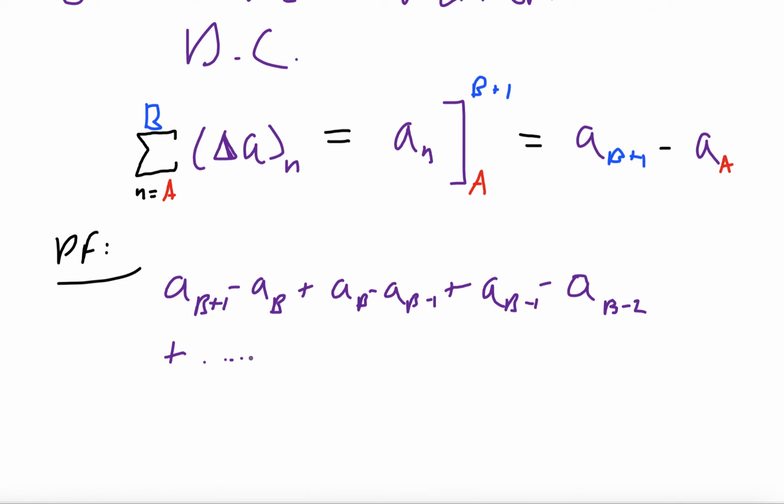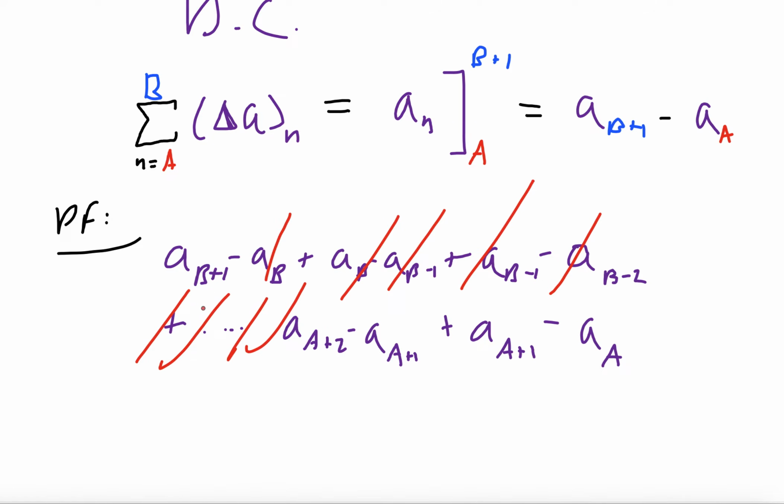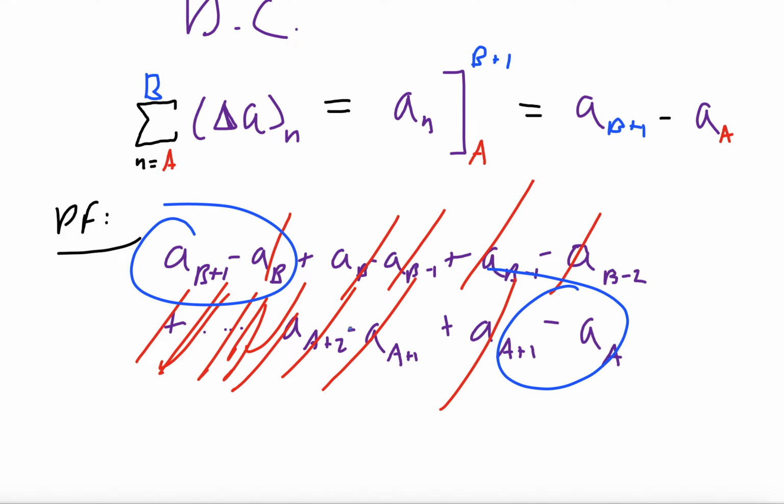And we can keep adding terms until we get to, say, a plus 1, where delta a at a plus 1 is going to be a sub big A plus 2 minus a at big A plus 1. And finally, at the last term, delta a at big A is going to be a sub big A plus 1 minus a sub big A. Like this. And basically, you can see some beautiful cancellation. These a sub b terms cancel out, a sub b minus 1 cancels out, and a sub b minus 2 will cancel out with its own friend. And essentially, you just keep canceling like this until you're left with two terms that don't have any friends to cancel with. You have a sub b plus 1 and a at big A.